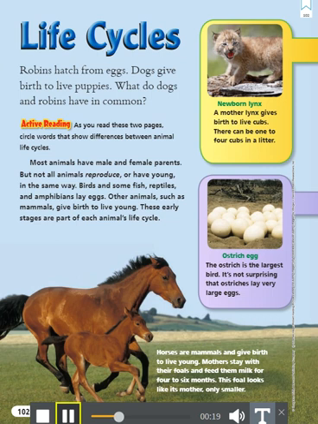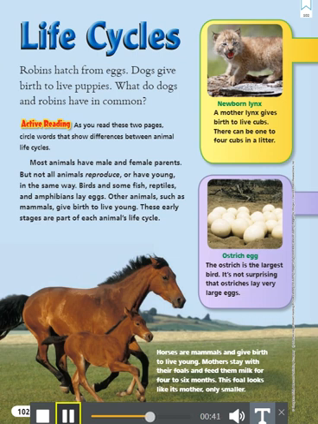Most animals have male and female parents, but not all animals reproduce or have young in the same way. Birds and some fish, reptiles, and amphibians lay eggs. Other animals, such as mammals, give birth to live young. These early stages are part of each animal's life cycle.